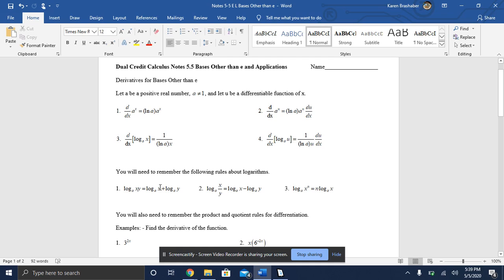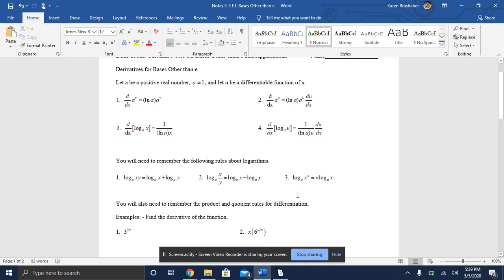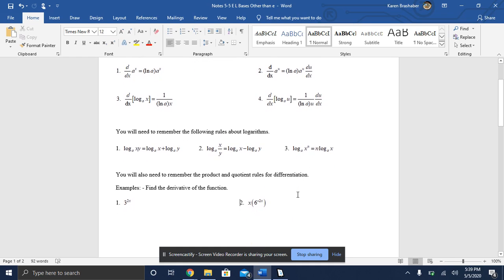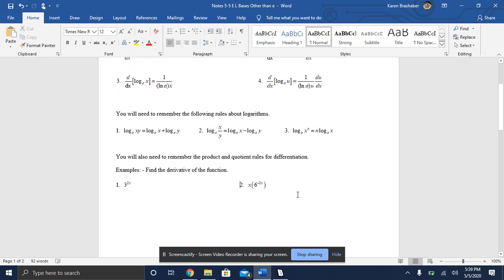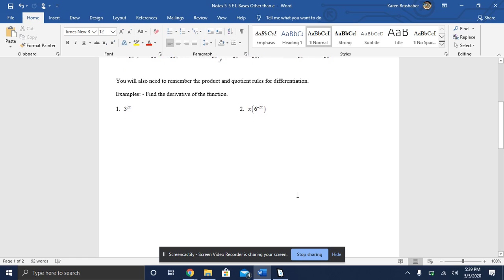I've got your three properties of logarithms that you may have to use along the way, and a reminder that all other derivative rules still apply, like product and quotient and chain rule. So we're going to look at two examples to get started. The first one is where we have a base of 3 with a power of 2x.